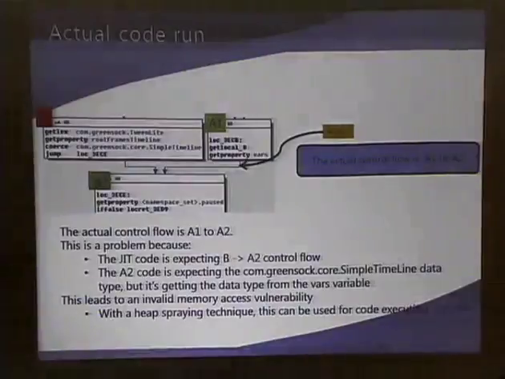But actually when the SWF file is loaded, the control flow comes from A1. A1 is passing a totally different data type, and that makes the crash happen. You can use this vulnerability to execute code combined with heap spraying. This is saying the same thing: the actual code run is from A1 to A2, and this makes the crash.